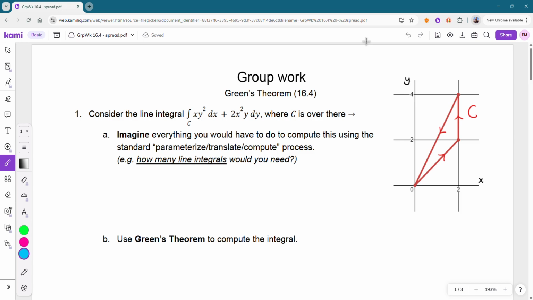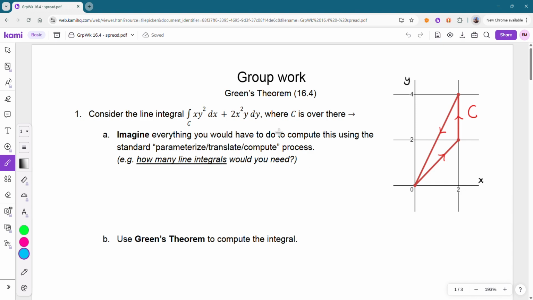So this first one has us integrating a line integral here, and we're moving around this curve that we see over in the picture. If we were going to do this the standard line integral way, we would need three line integrals: parameterize this first segment, the vertical segment, and then the last segment. We have to translate the line integral for each one of those. It wouldn't be too terrible. They're just three line segments, but it would definitely take a lot of work.